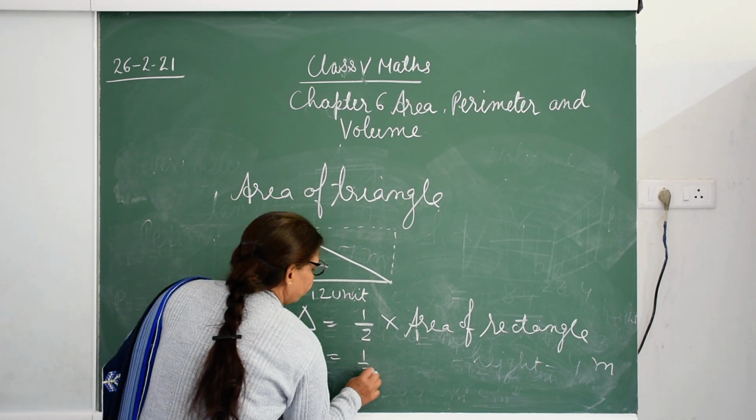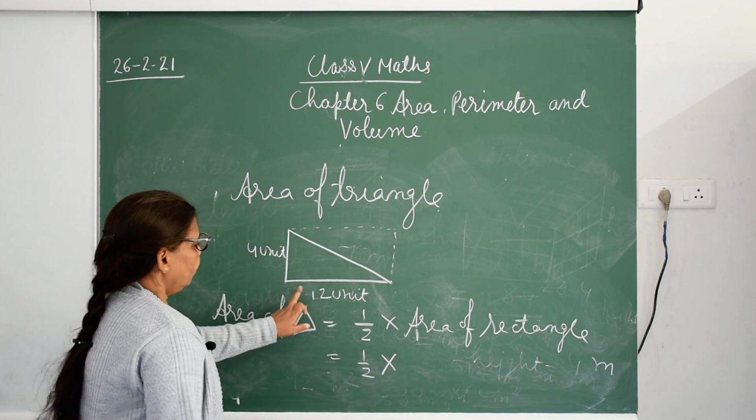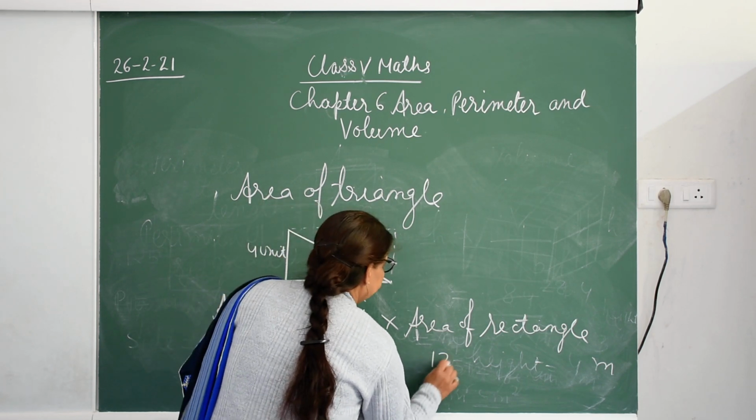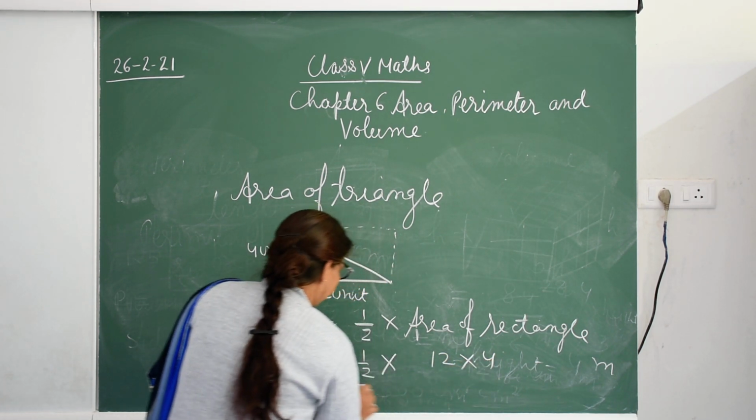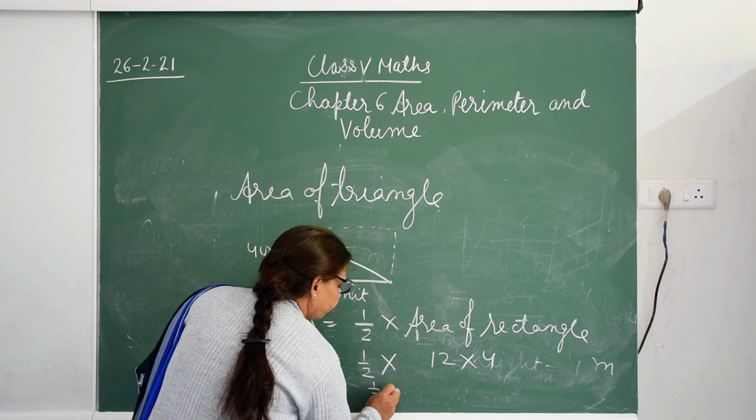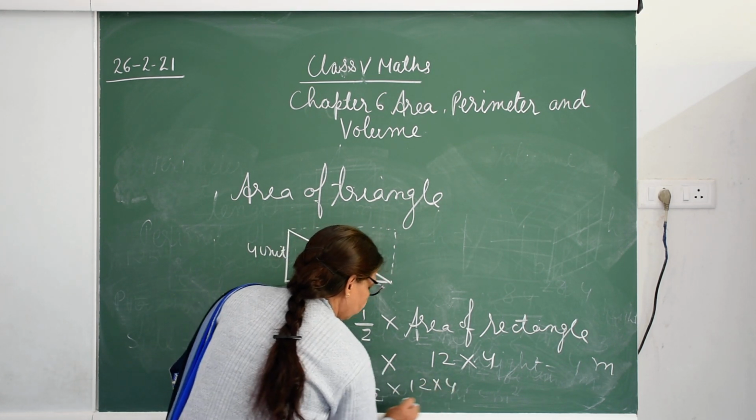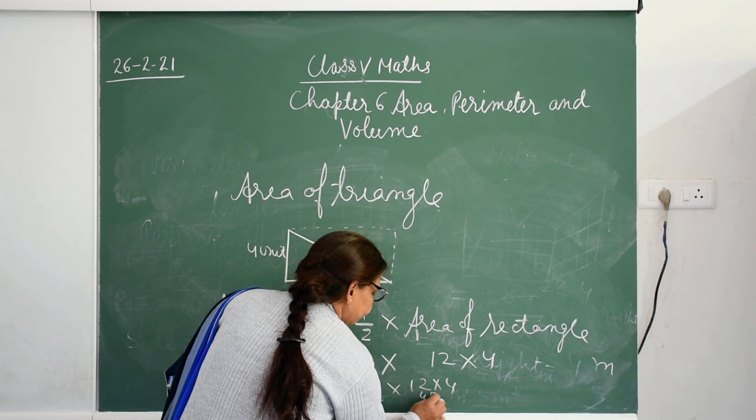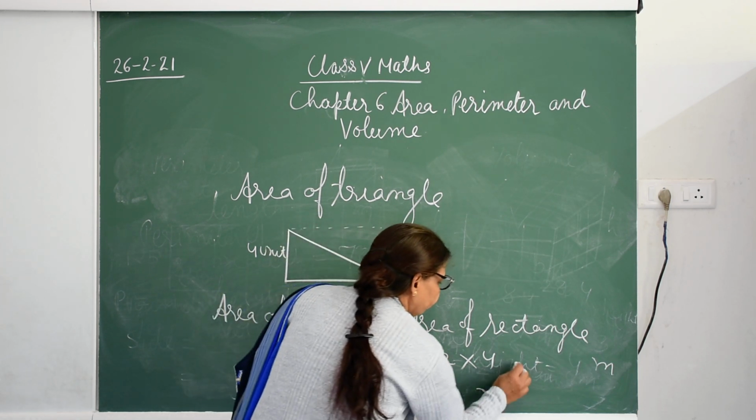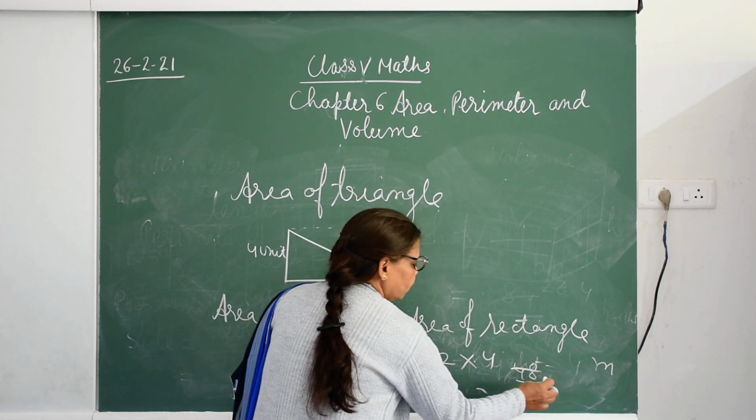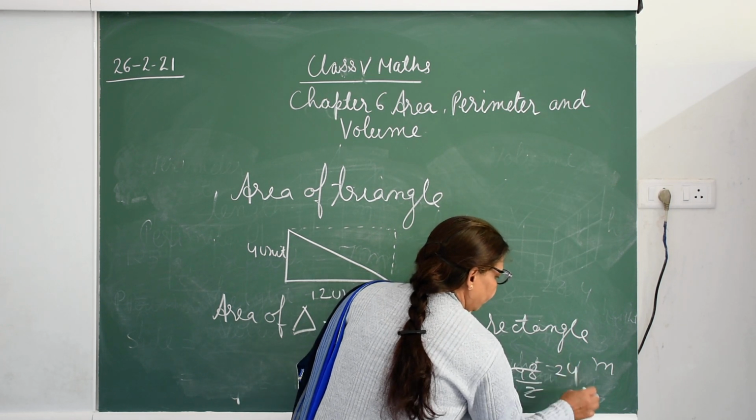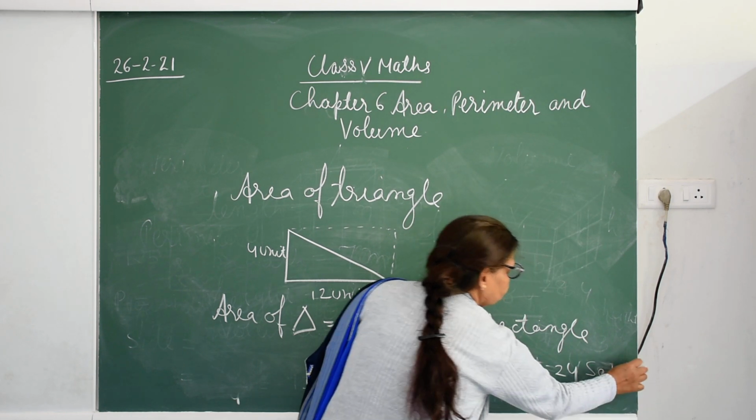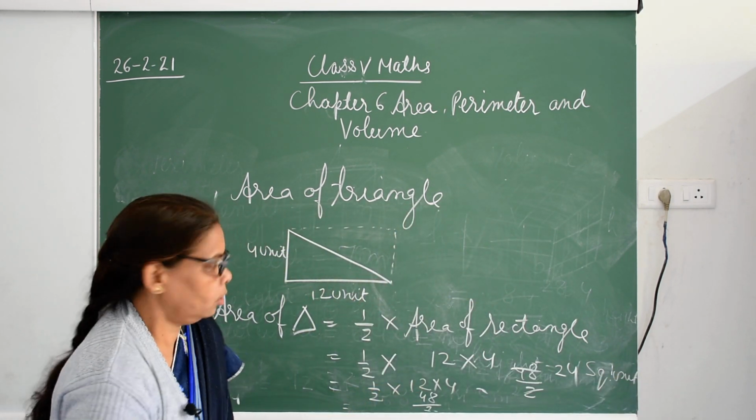So here 1/2 area of a rectangle, length into breadth. So length is 12, breadth is 4. So 1/2 multiply by, so here 12 4s are 48, divided by 2. When we divide 48 by 2, 2 2s are 4 and 2 4s are 8. So 24 square units is the area of a triangle.